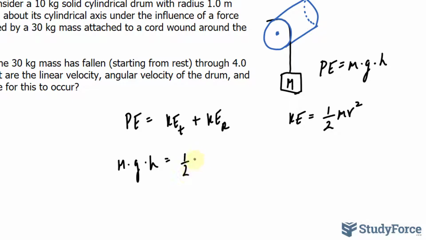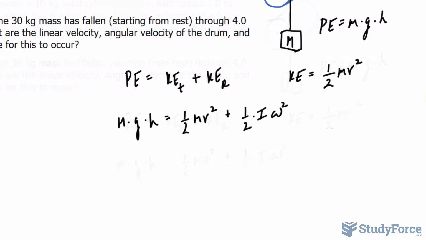So I'll replace this expression in for KE sub t: half mass times velocity to the power of 2. And to denote the rotational kinetic energy, the formula for that is half times the moment of inertia, which has its own formula, I'll represent it as I, multiplied by the angular velocity, denoted by the Greek letter omega, raised to the power of 2. So just to reiterate, this is the kinetic energy as it goes down, and this is the kinetic energy required to rotate this drum. Let's go ahead and substitute the things that we know into this formula.